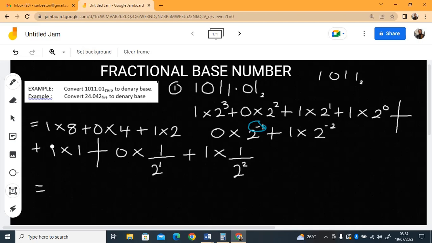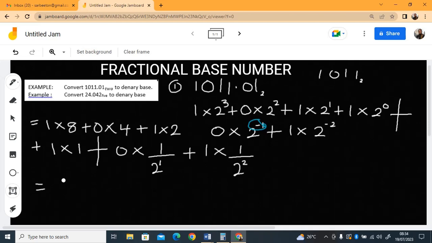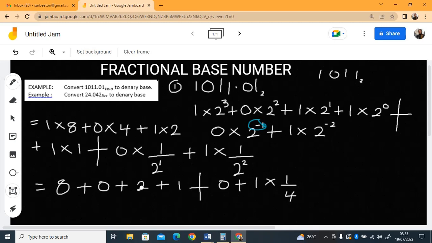So your answer here will now be 1 times 8 is 8, plus 0 times 4 is 0, plus 1 times 2 is 2, plus 1 times 1 is 1, big plus. Know that 0 times any number gives you 0, right? That one is none, plus 1 times 1 over 2 squared, which is 1 over 4. 8 plus 0 is 8. 8 plus 2 is 10. 10 plus 1 is 11. So here you have 11, big plus, now 1 times 1 over 4, that will be 0 plus 1 over 4.